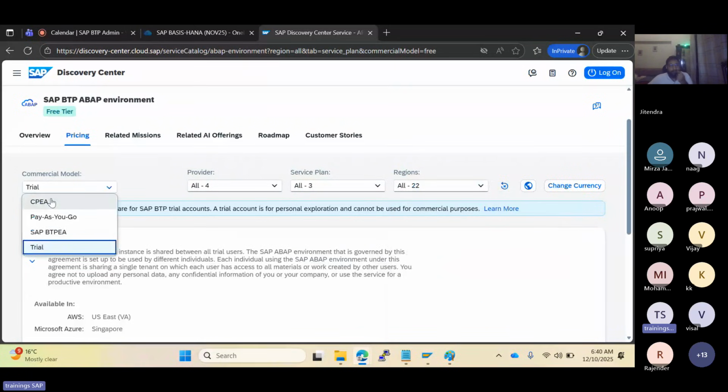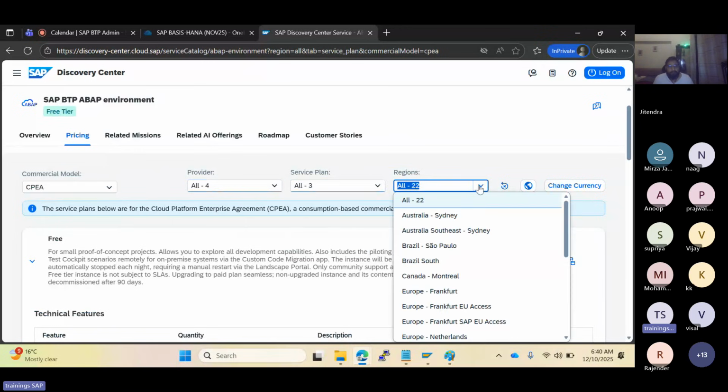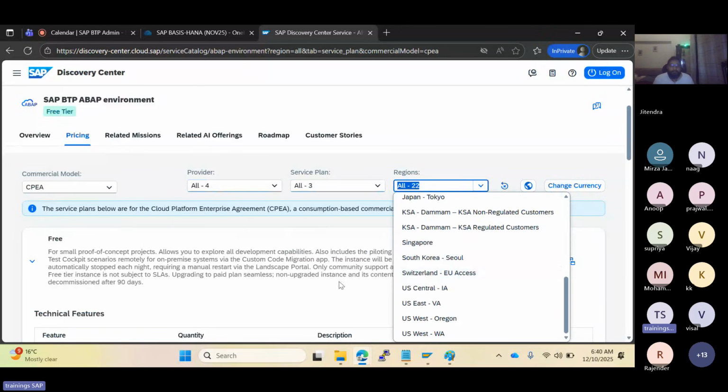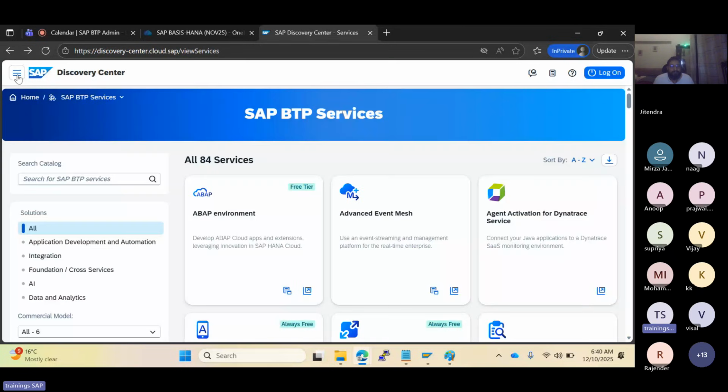If you take one service plan here, you can see which service plans the service is available in, and which regions it is available in. The Discovery Center provides all the details here, right?